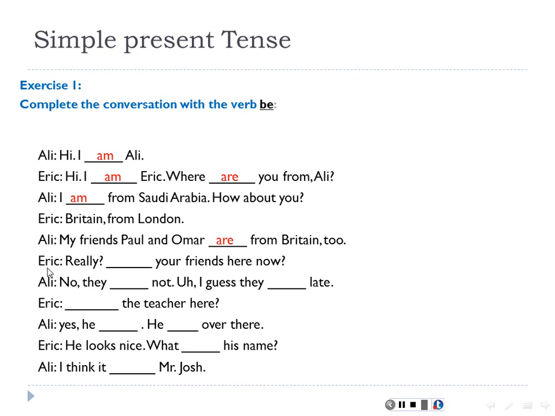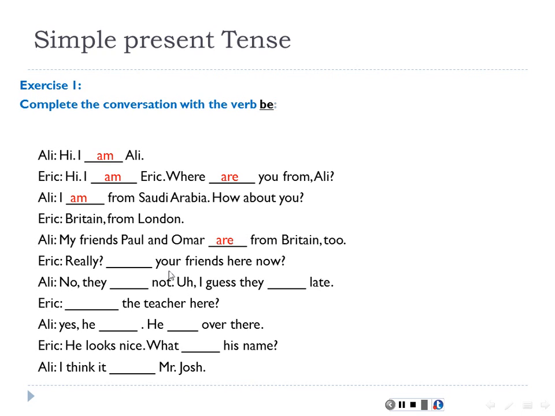Okay, then Eric says, really, really, what does it mean? حقا, هو تدل على المفاجأة. Really, حقا, your friends here now? So if you look at the end of the sentence, إذا نظرتم إلى نهاية الجملة, يمكنكم ملاحظة the question mark, علامة الاستفهام. So it means there is a question.